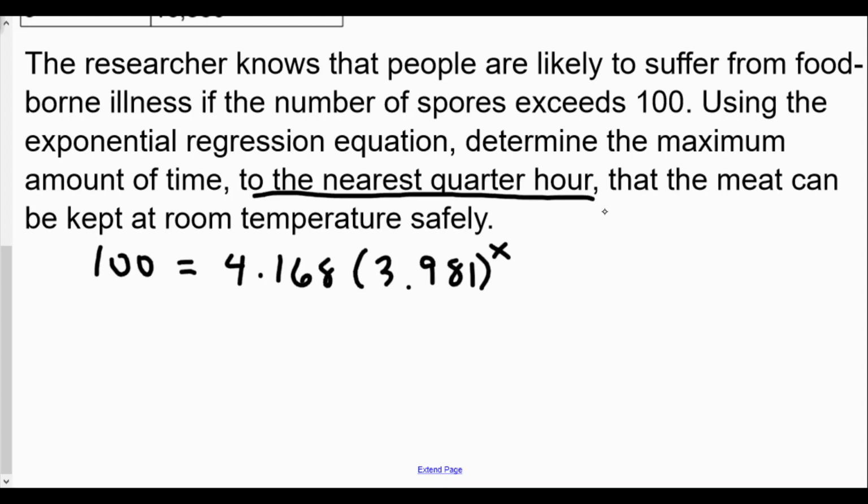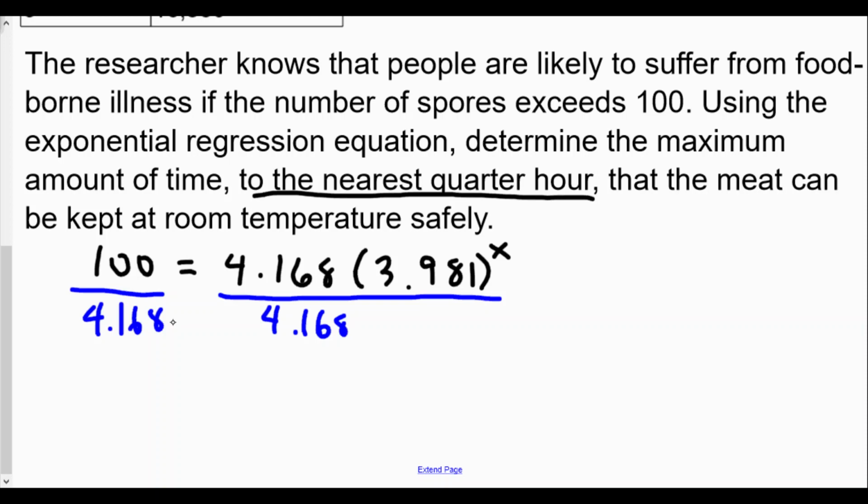Okay, so this is a log question. How do we know it's a log question? Because whenever the variable is an exponent, we're doing logs. The most common error students make, and you might make yourself, is to multiply the 4.168 with the 3.981. We can't do that, because that violates our order of operations. So instead we're going to divide both sides. Our first step in all of these problems is to divide by 4.168.